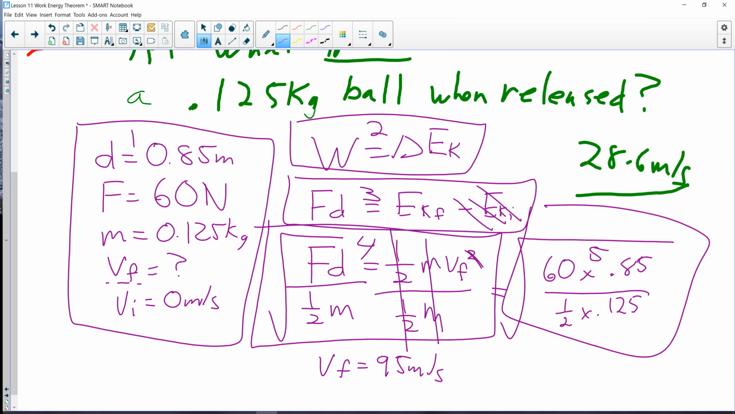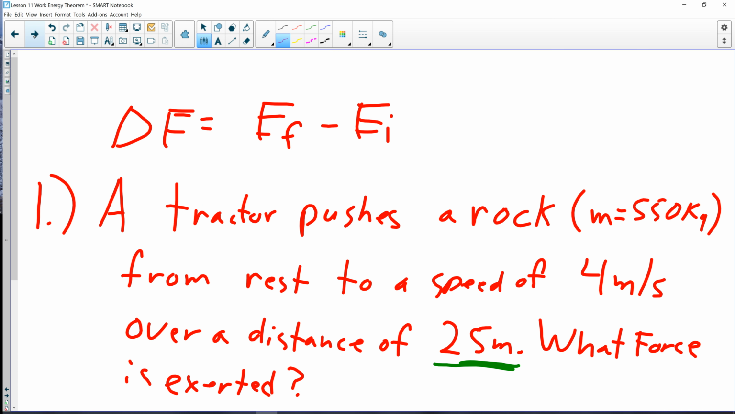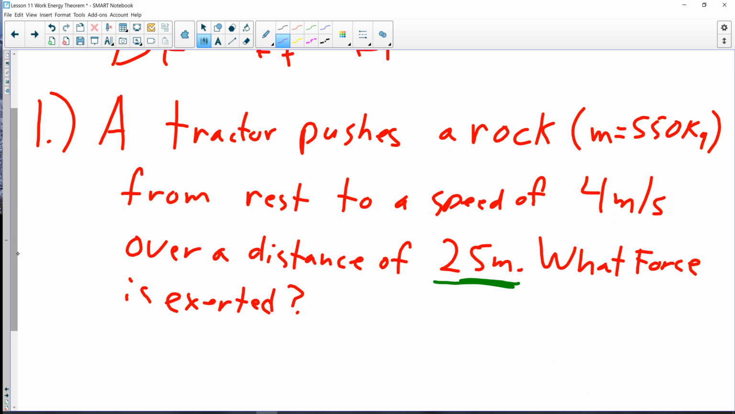Questions there? Anybody still need that up? All right, I want you guys to try this one. We have a tractor pushing a rock. The mass of the rock is 550 kilograms. It pushes it from rest to a speed of 4 meters per second over a distance of 25 meters. What force was used to do this? Write that one down and then give it a try.